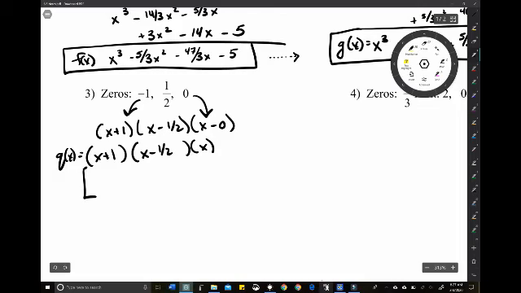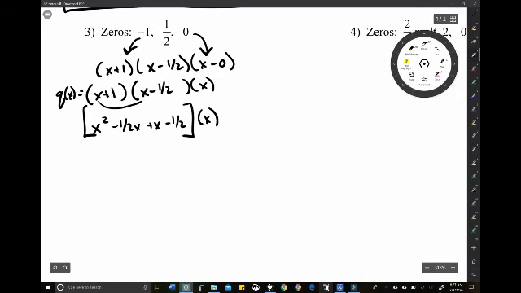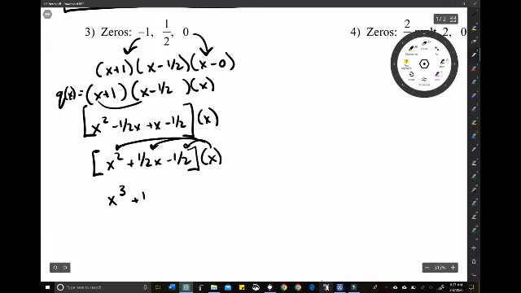And I'm going to actually multiply these first two here because the last one's going to be real easy. X times x, x squared, minus 1/2 x, plus x minus 1/2. Don't forget the x from before. X squared plus 1/2 x minus 1/2. And then we have that x, and we'll just distribute that to everything, making it x to the third plus 1/2 x squared minus 1/2 x, and that is the function.